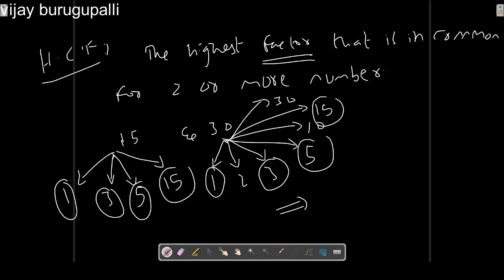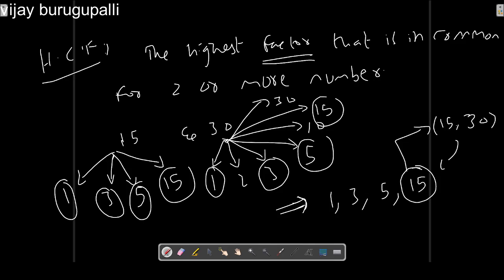So first let's write down the common factors for these two numbers: 1, 3, 5 and 15. Among these factors, 15 is the largest one. So among the common factors that we got, 15 is the highest. So 15 will become the highest common factor for 15 and 30. The HCF of 15 and 30 is 15.